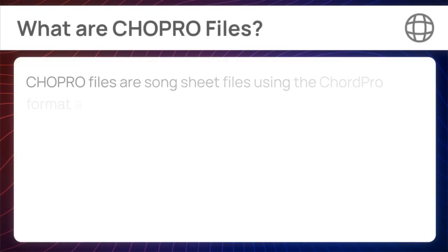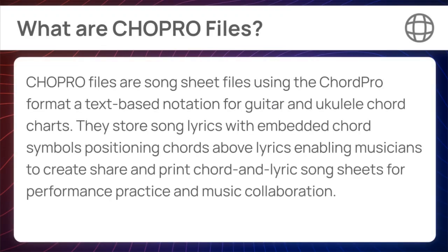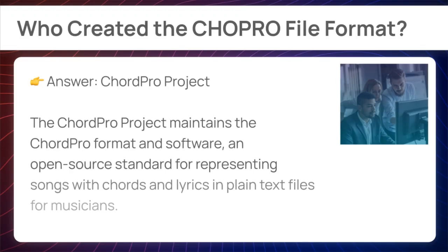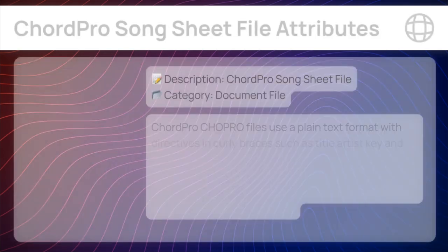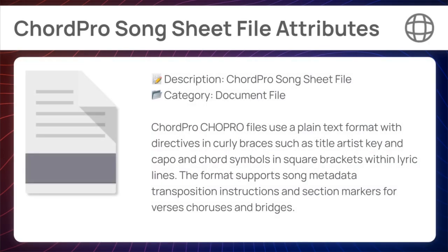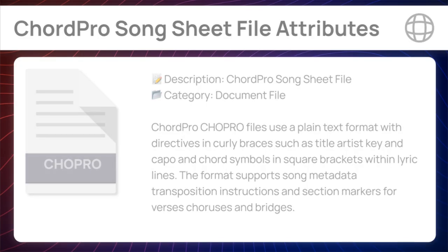CHOPRO files are song sheet files using the ChordPro format, a text-based notation for guitar and ukulele chord charts. They store song lyrics with embedded chord symbols positioning chords above lyrics, enabling musicians to create, share, and print chord and lyric song sheets for performance practice and music collaboration. ChordPro CHOPRO files use a plain text format with directives in curly braces such as title, artist, key and capo, and chord symbols in square brackets within lyric lines. The format supports song metadata, transposition instructions, and section markers for verses, choruses, and bridges.